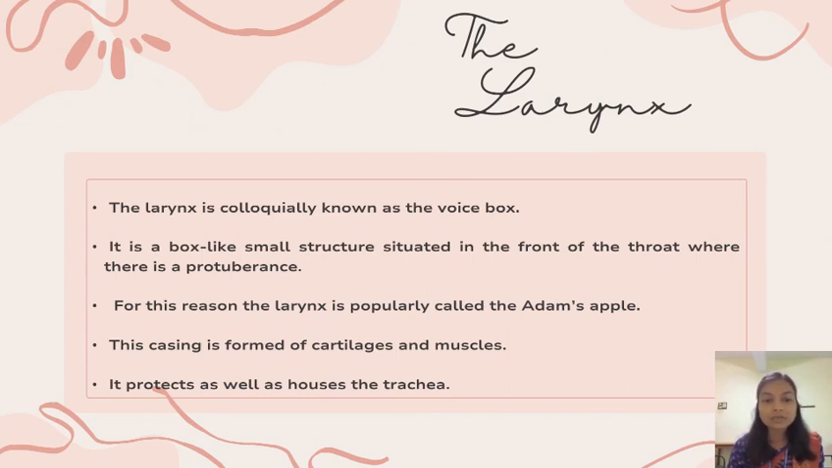So the next organ is the larynx. The larynx is colloquially known as the voice box. It is a small box-like structure situated in the front of the throat where there is a protuberance. For this reason, the larynx is popularly called the Adam's apple. This casing is formed of cartilages and muscles. It protects as well as houses the vocal folds.